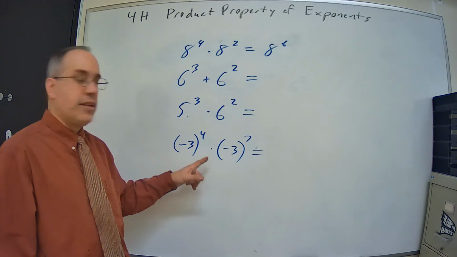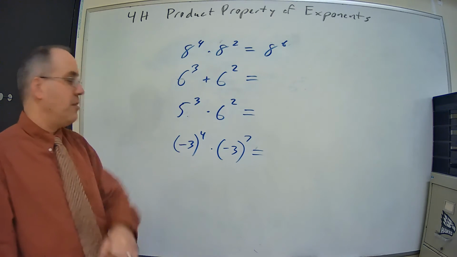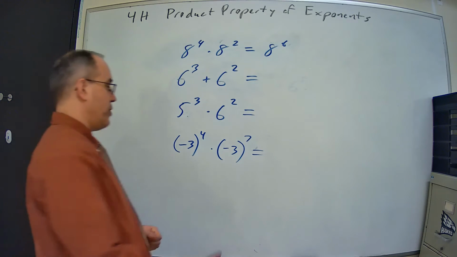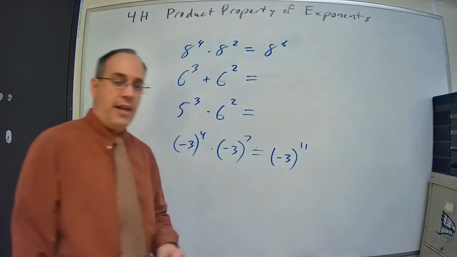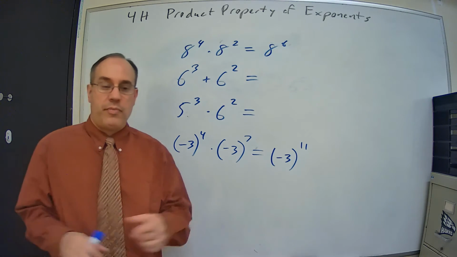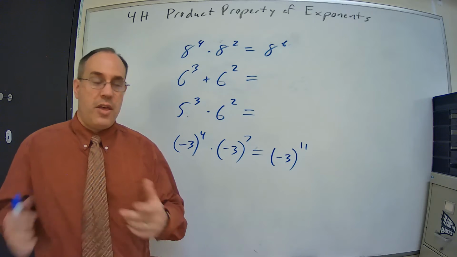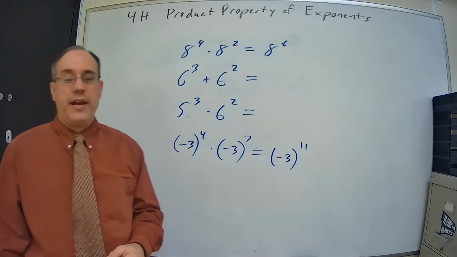What if I have negative 3 to the 4th times negative 3 to the 7th? Same base, it's multiplication. Add the exponents, so we have negative 3 to the 11th. And that's it. That's the product property of exponents.